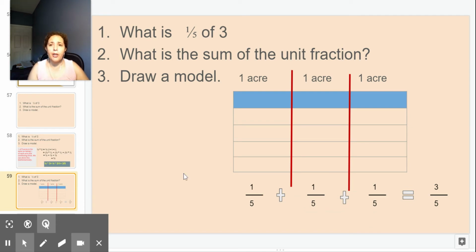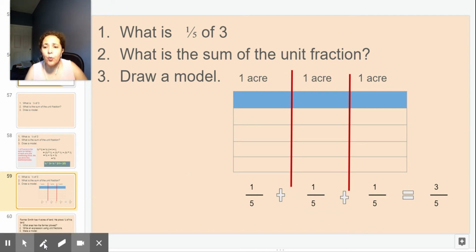Okay, in my model here, I have my 3 acres. So here's an acre, here's an acre, here's an acre. And they're divided up into fifths. So I did my drawing and divided them up into fifths. 1, 2, 3, 4, 5. I'm taking 1/5 of this acre, 1/5 of that acre, 1/5 of that acre. So 1/5 plus 1/5 plus 1/5 gives me 3/5.